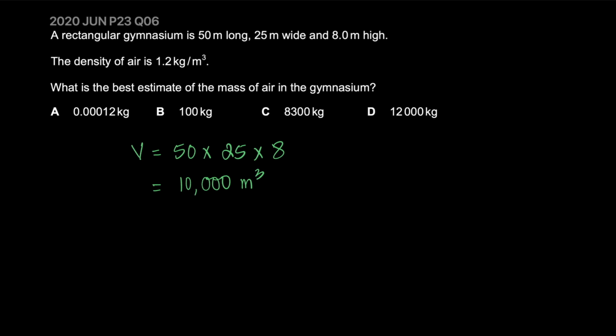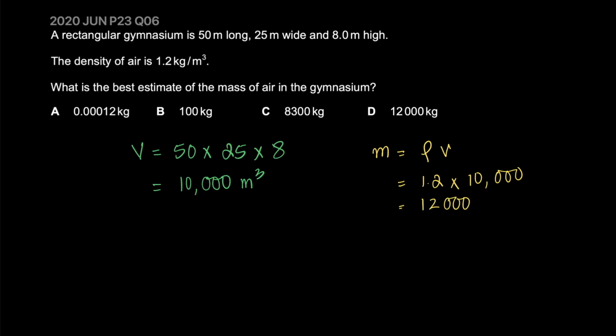Now, if I want to figure out the mass, well, that's going to be the density formula rearranged, which is going to be rho for density and the volume. The density is 1.2 times 10,000. That's an easy math to do. I'll just get 12,000 kilograms. I'm happy with D being the answer.